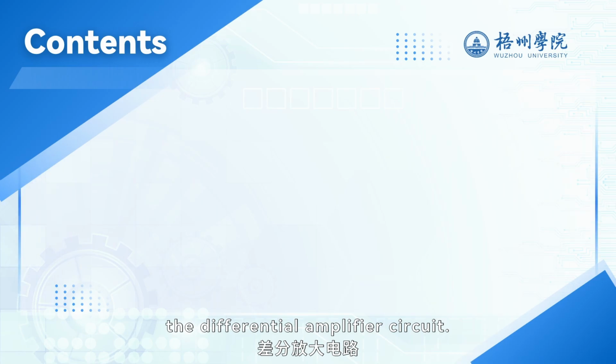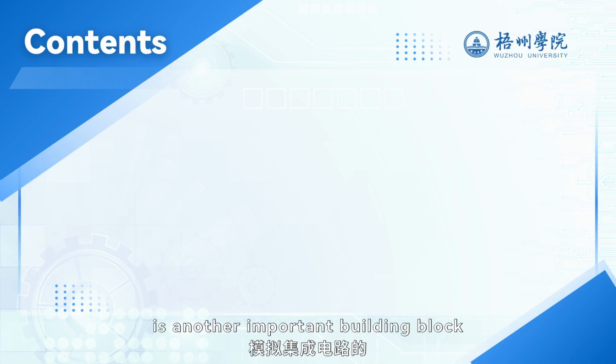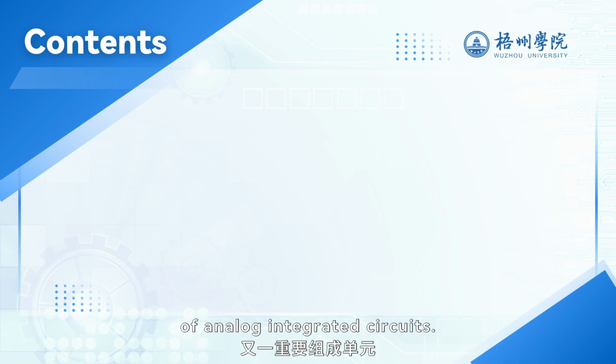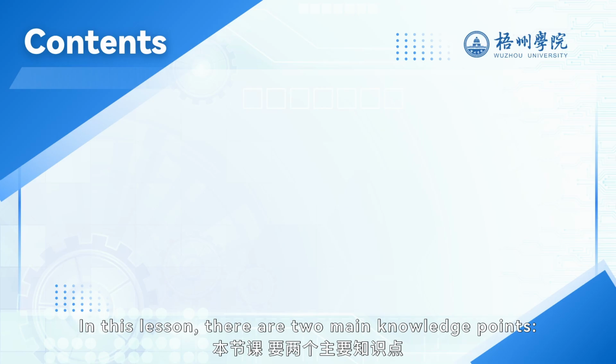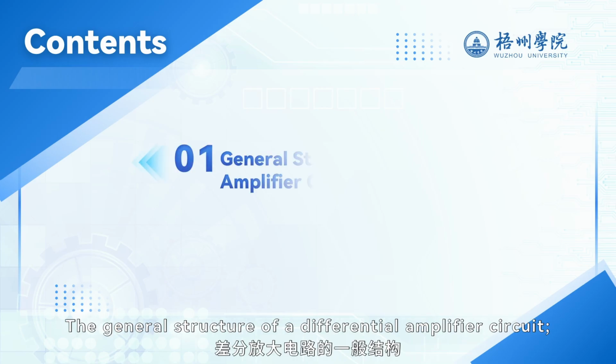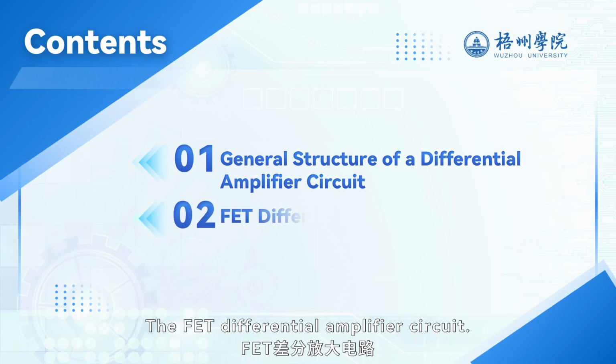the differential amplifier circuit. Differential amplification is another important building block of analog integrated circuits. In this lesson, there are two main knowledge points: the general structure of a differential amplifier circuit, and the FET differential amplifier circuit.